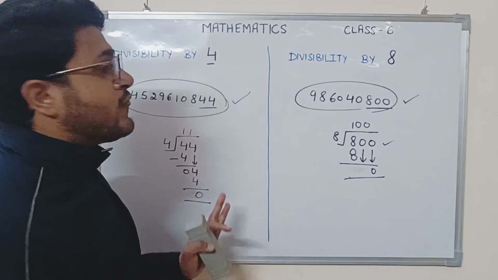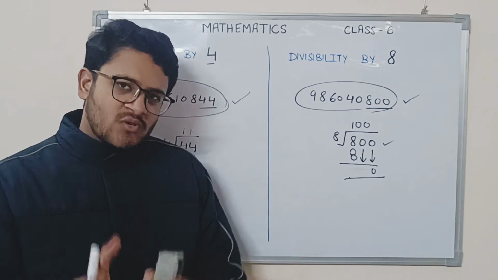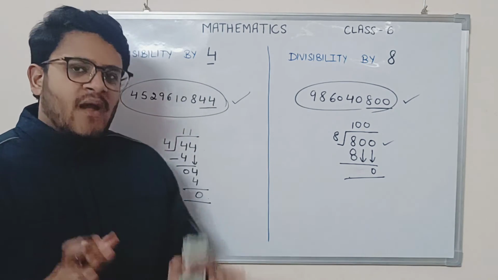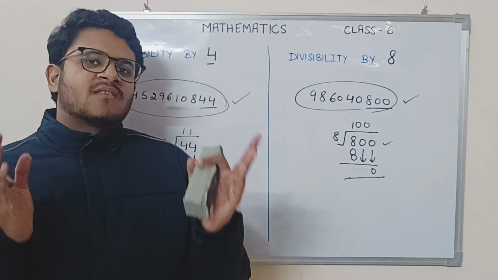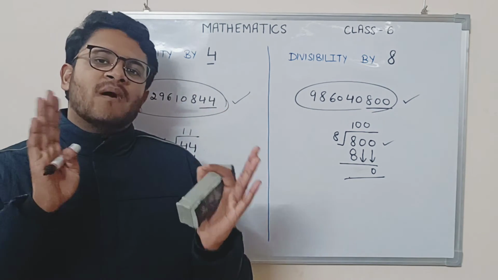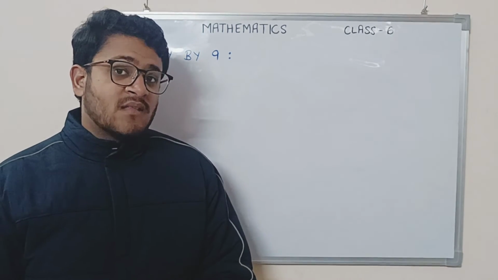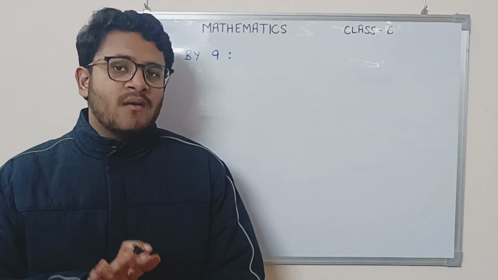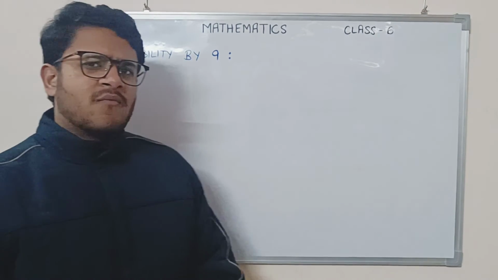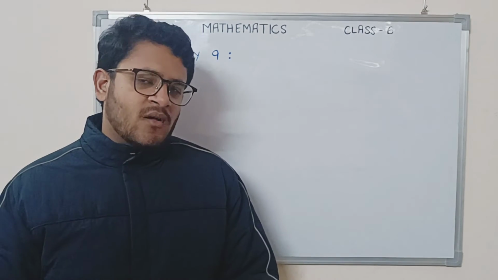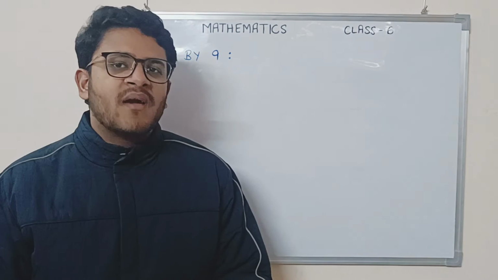For divisibility by 4, we take the last two digits and divide it by 4. And for divisibility by 8, we take the last three digits and divide it by 8. Okay. Now let's talk about divisibility by 9. That is the divisibility test for 9. This is very much similar to the one which we did for divisibility by 3.